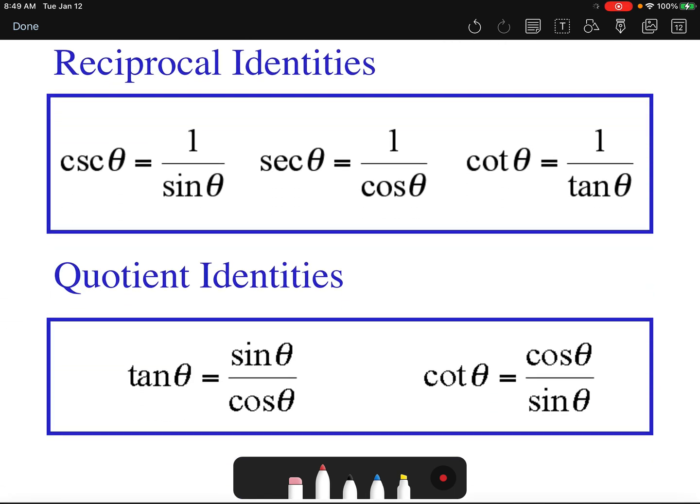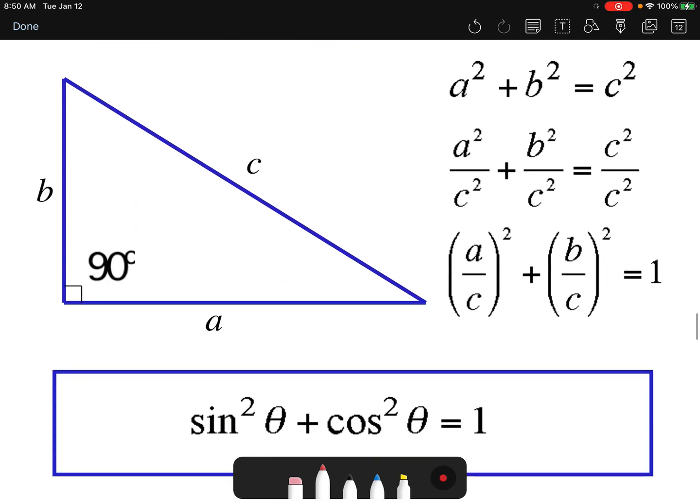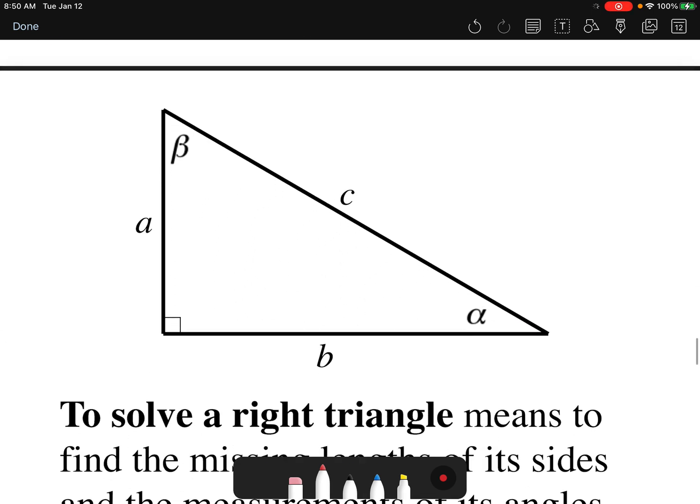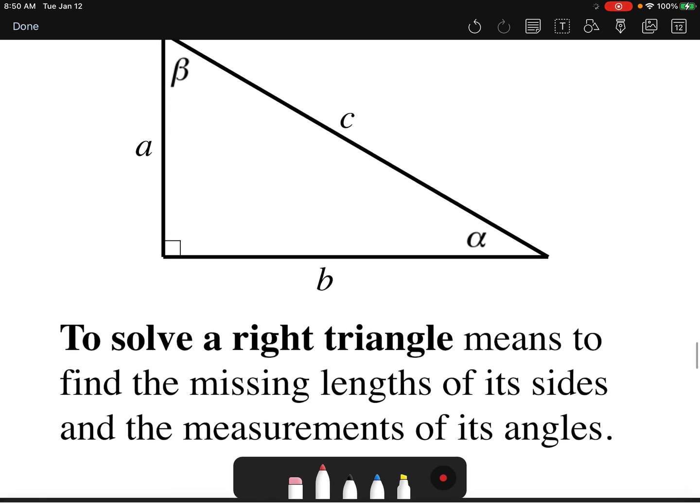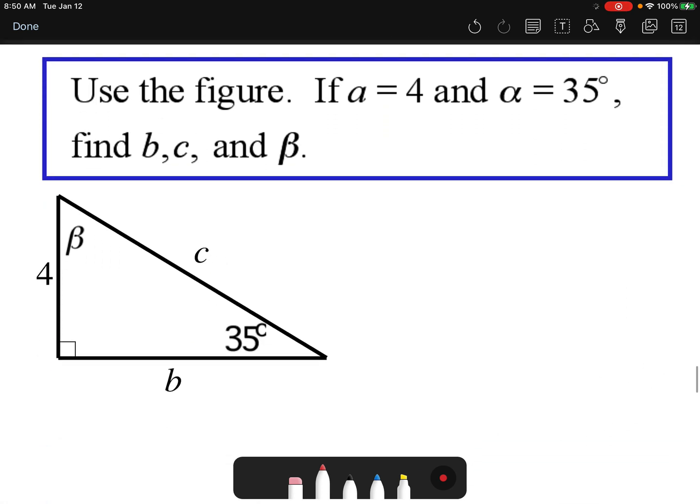All right, now we know the reciprocal identities. We know all those. We know that sine squared plus cosine squared equals 1. That's just a proof. Now, to solve a right triangle then means we're going to find all the missing sides and all the missing angles. So if we use this first figure, if A is 4 and alpha is 35 degrees, find B, C, and beta. Well, beta is easy to find because there's 180 degrees in a triangle.